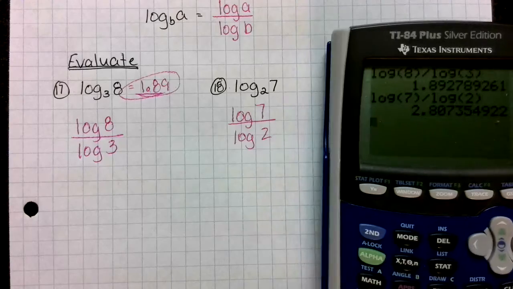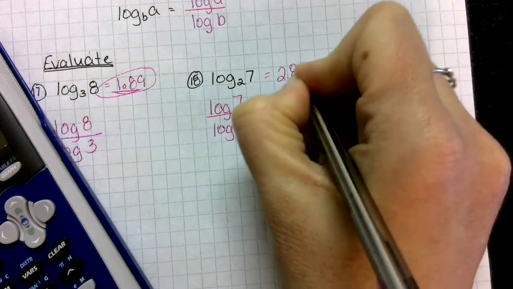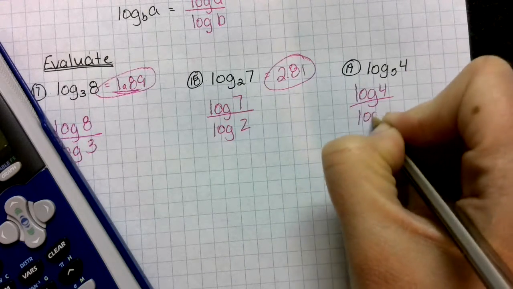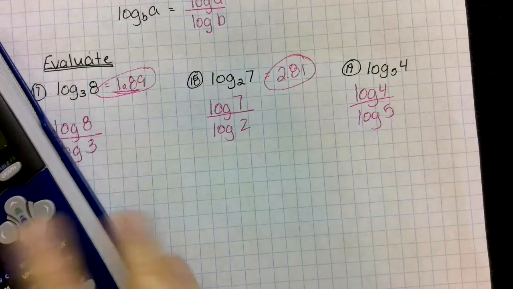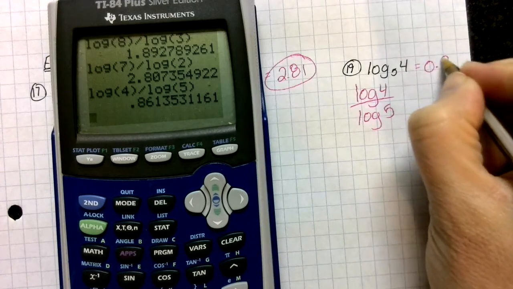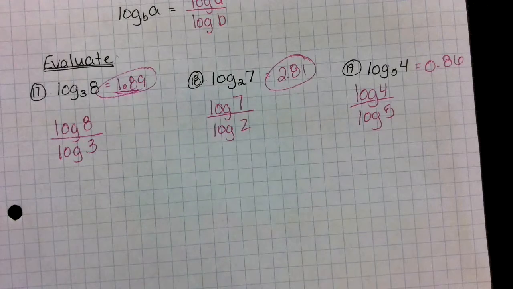So here I would change my base, log of 7 divided by log of 2. And I get 2.81. So that's pretty easy. So here log of 4 divided by log of 5. I get 0.86.